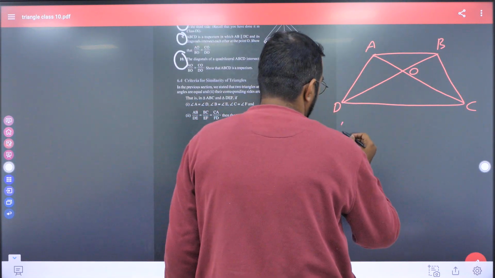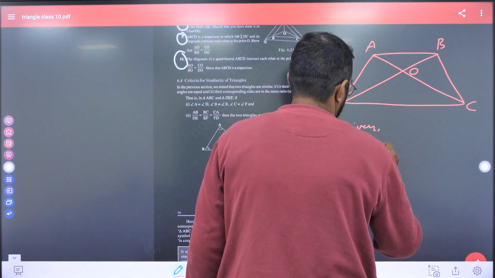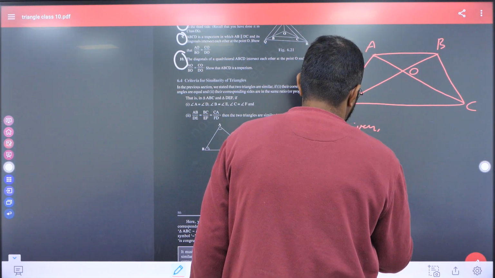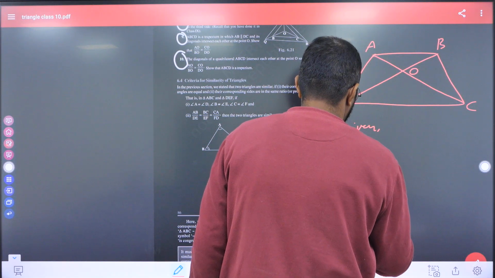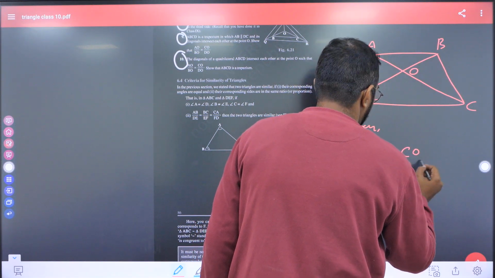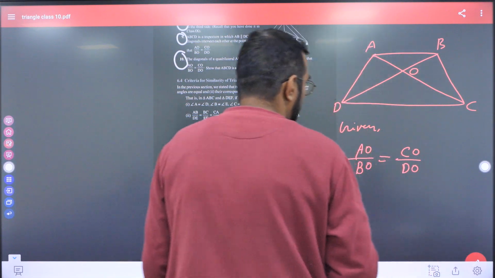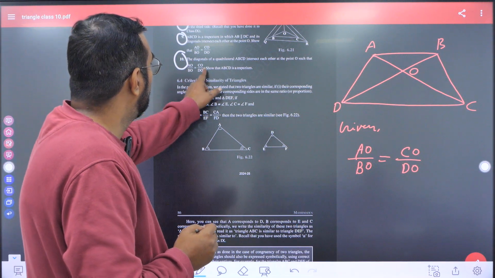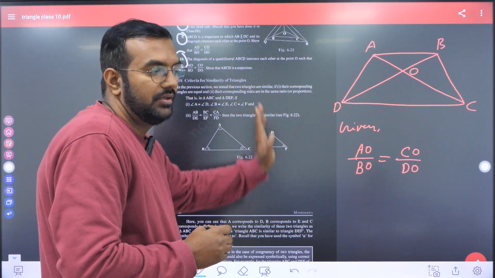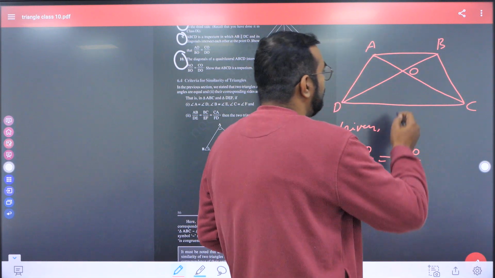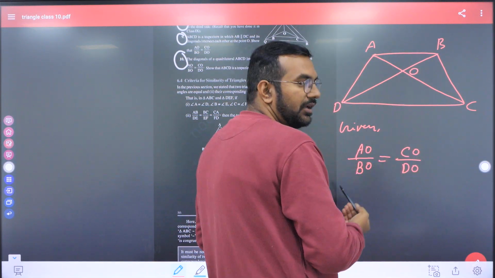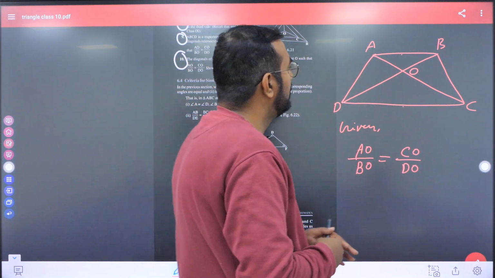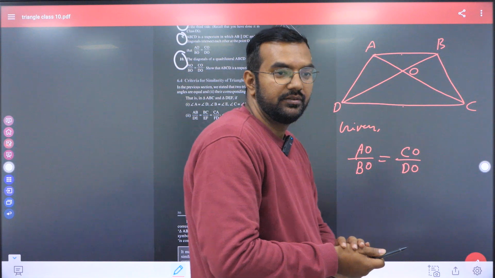The diagonals are intersecting at O, and given is AO upon BO is equal to CO upon DO. So it is required to prove, no, it is a given, na? We have to show that ABCD is a trapezium. To show that ABCD is a trapezium, we just have to prove that one pair of opposite sides is parallel. We will show that this side is parallel to this. So we have to think about how we can show that AB is parallel to CD.